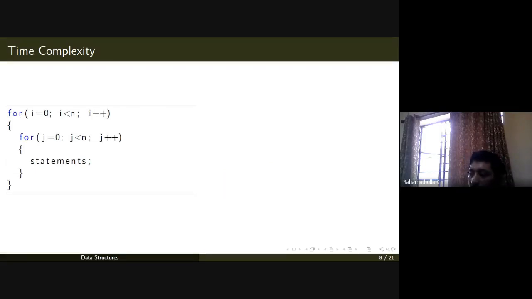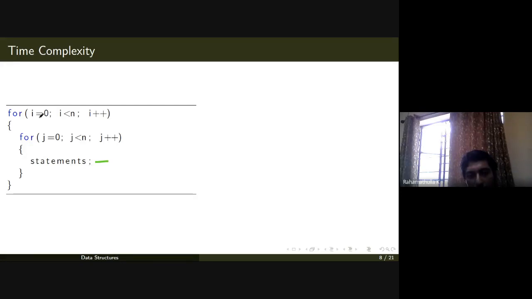Now let's see a nested for statement, two nested for statements: for i equal to 0, i less than n. Inside that, for j equal to 0, j less than n, j plus plus, and a set of statements. Here the number of times the statements will be executed is different compared to that.